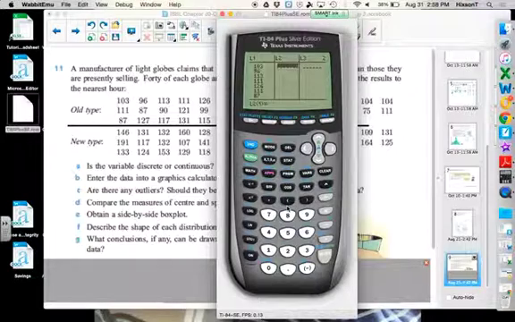And then you have the new type, 146, 131, 132, 160, 128, 191, 117, 132, 107, 141, 133, 124, 153, 129, and 118. Okay, so we've got those in here, and now we want to do something with it. So I'm going to first of all hit quit to get out of there.